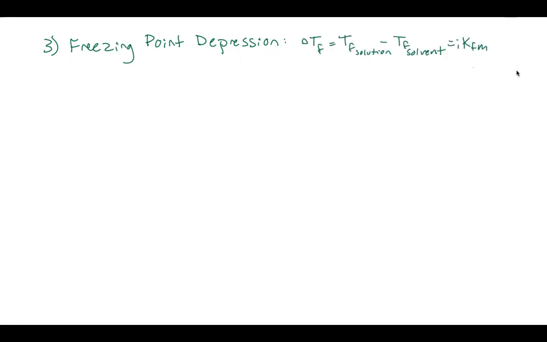Okay, freezing point depression. The equation looks like this. It's really similar to boiling point elevation, but instead of using the temperatures of when things are boiling, we're just going to use the temperature of when things are freezing. So our i value is still our Van't Hoff factor, our m is still our molality, and our Kf is still going to be a constant that the problem will give you.